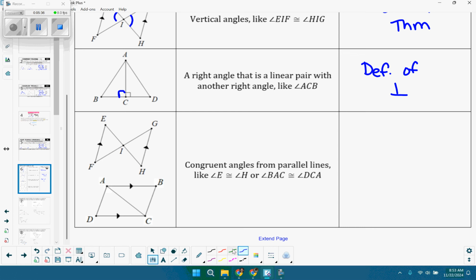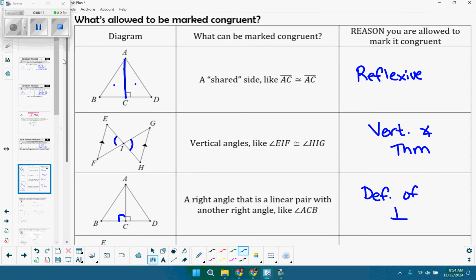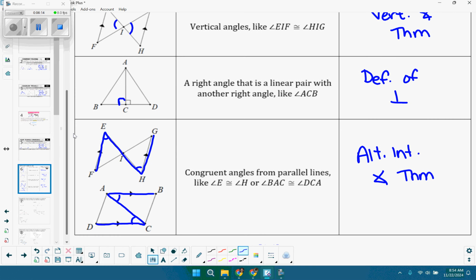And then if we have parallel lines, we can have angles that are congruent, like angle E and angle H being congruent based on my lines being parallel here, or angle BAC and angle DCA because of my lines being parallel here. So in both of those instances, we ended up with alternate interior angles. So we could use the alternate interior angle theorem to say that those angles are congruent. So these are the only things we're allowed to add to a picture without them telling me more information.